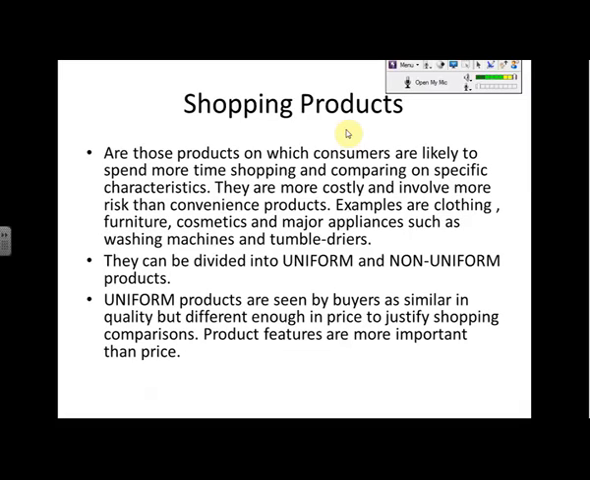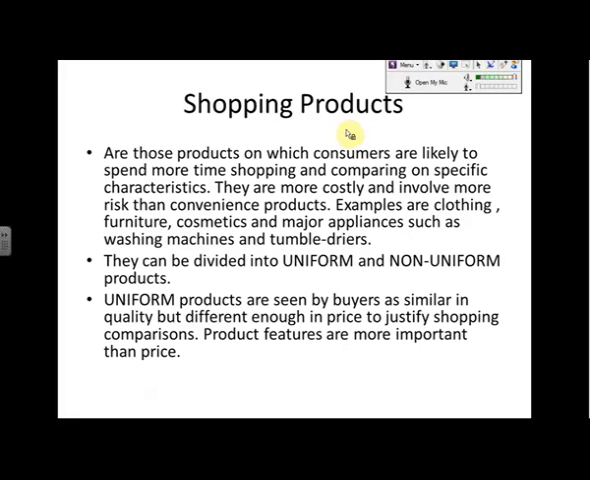So when you look at shopping products, the central focus is more on features and not price. Whether it's going to be so expensive, you are not worried about the price. But what you need is, what are the features that come with the product? What are the benefits that I'm likely to get? What are the attributes that the product gives?